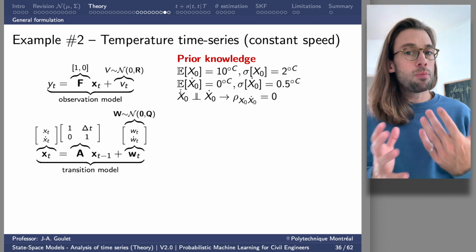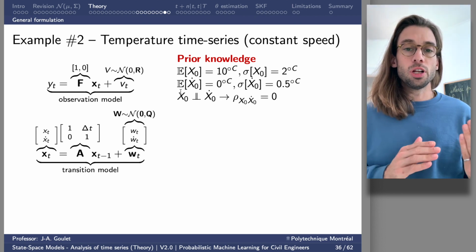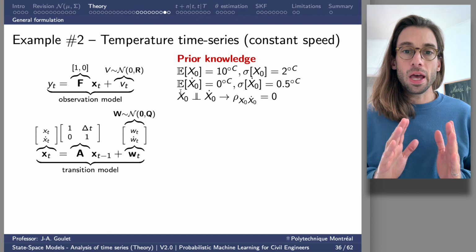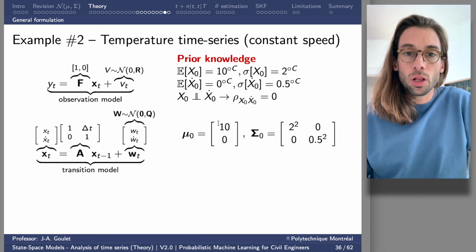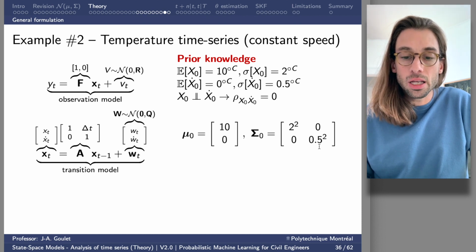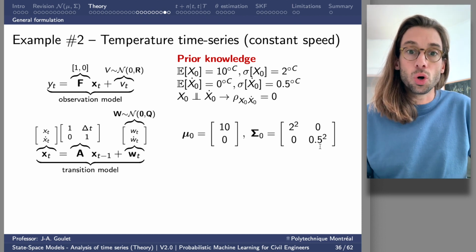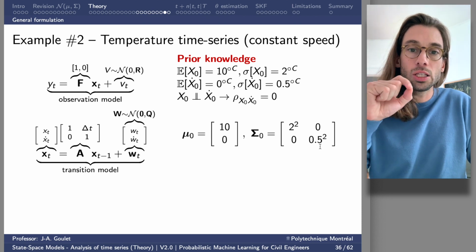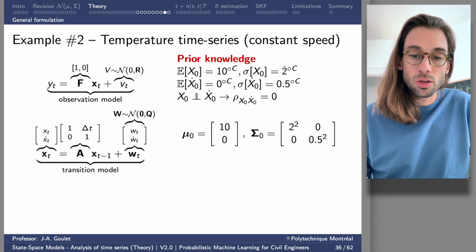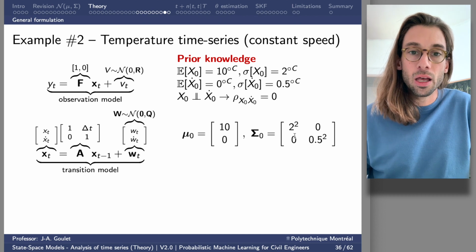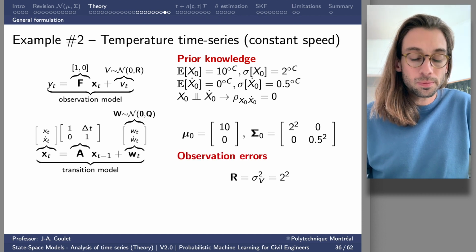And let's assume that my priors for the temperature and its rate of change are statistically independent, so that the correlation coefficient is 0. That allows me to build my prior expected vector and prior covariance for my joint knowledge of the temperature and its rate of change. So we see 10, 0, and then the standard deviations squared, 2 squared and 0.5 squared, and 0 correlation, so 0 in the off-diagonal terms.